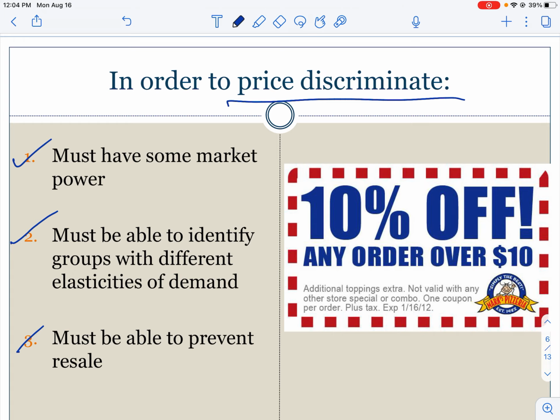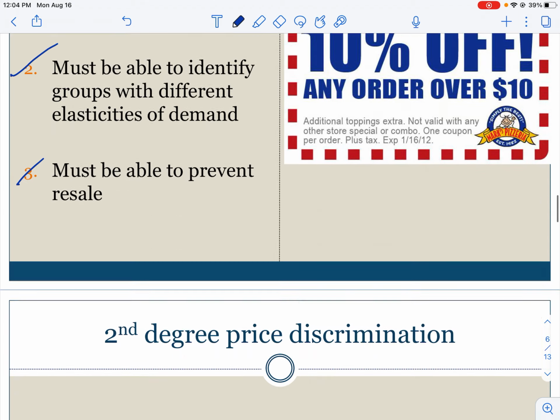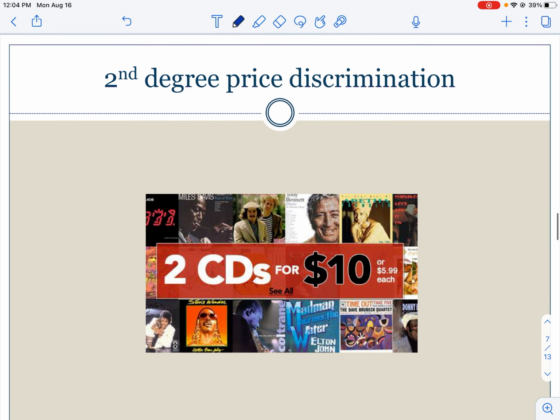So a couple examples. One of them, I don't want you to worry too much about these three different kinds. I just want you to be aware of them and then the efficiency implications of all of them collectively. But second degree price discrimination is just when you charge one price for the first unit and a lower price for the second or additional units.